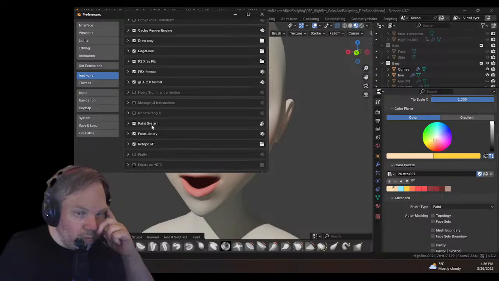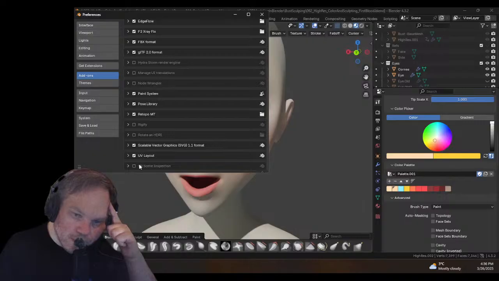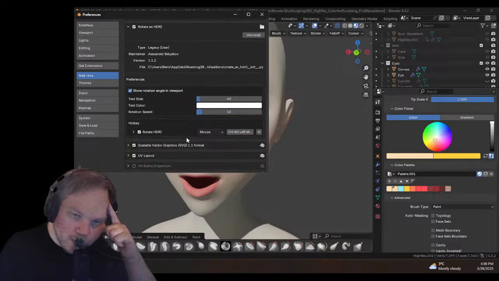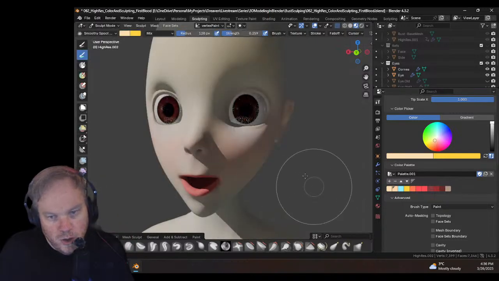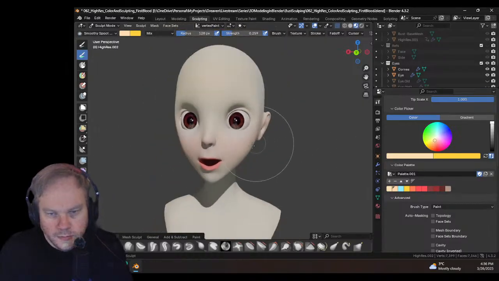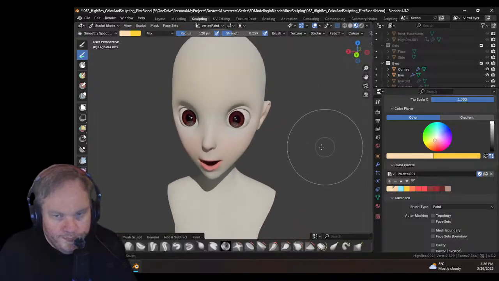System, pose, library, readable, empty. Where is the rotate? It's not even activated. You Control Alt left mouse. Okay. So she's a bit whitey.